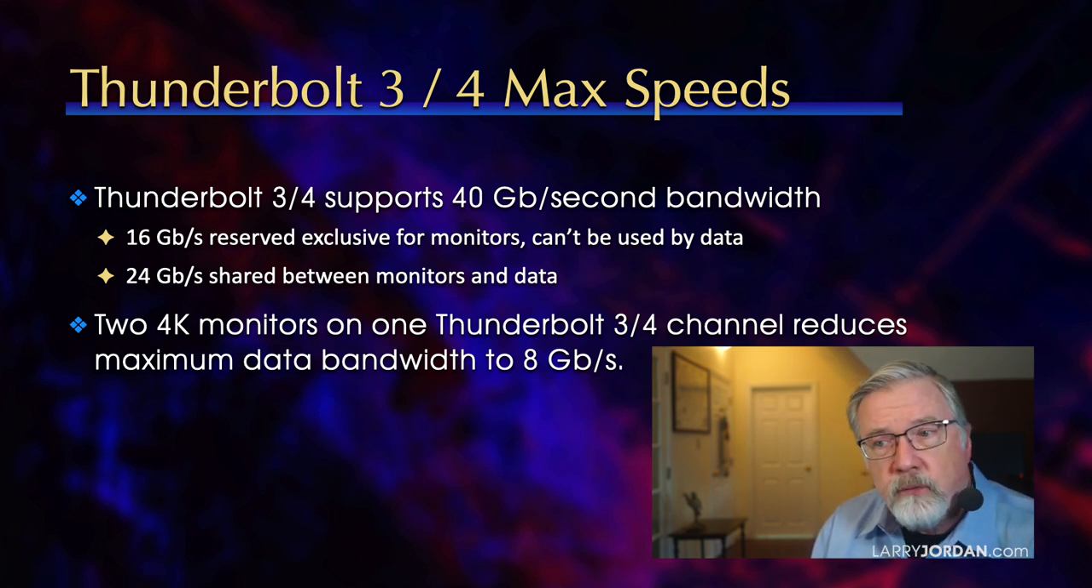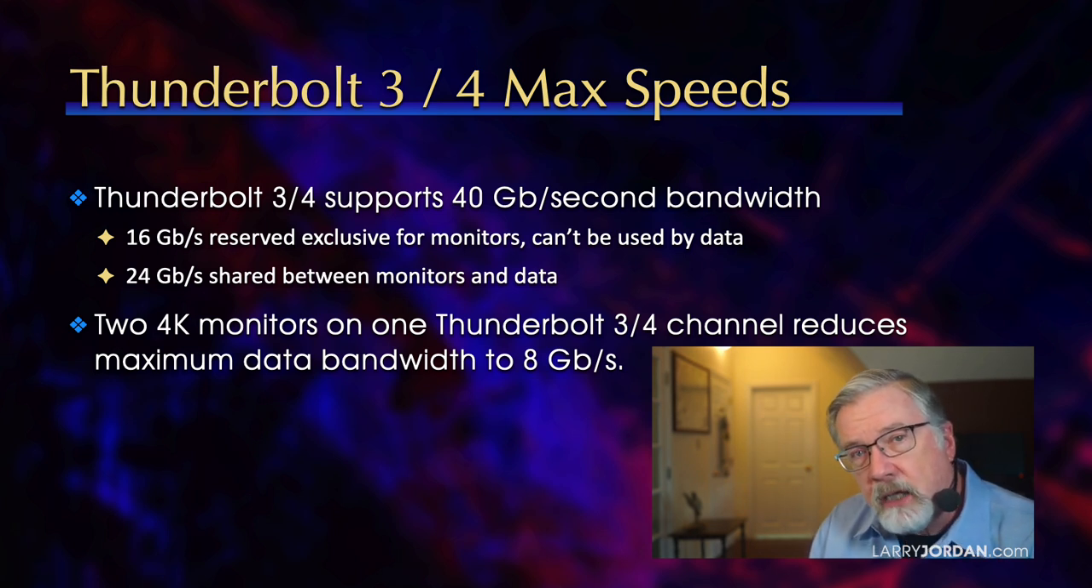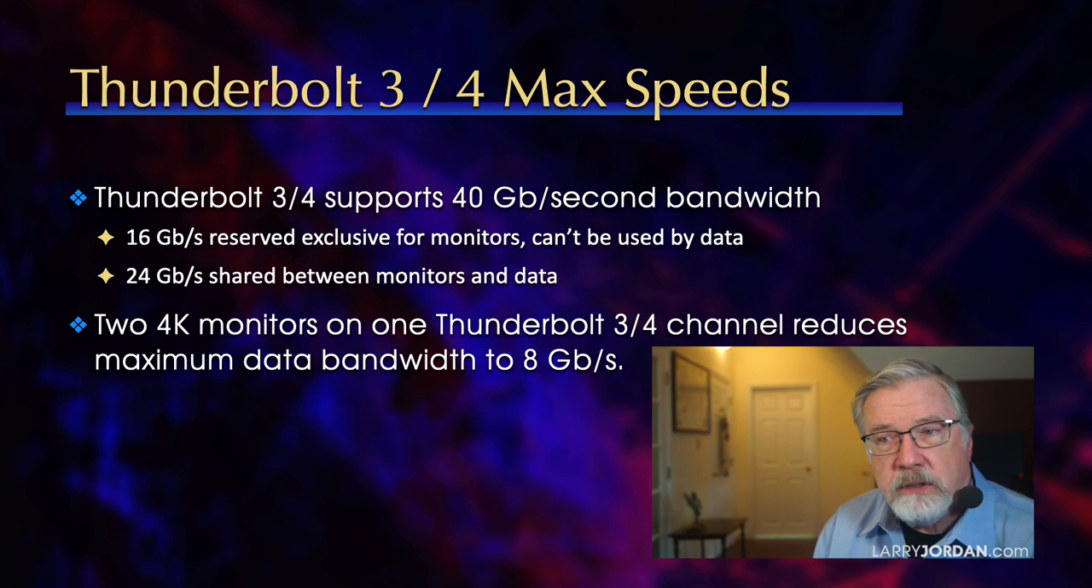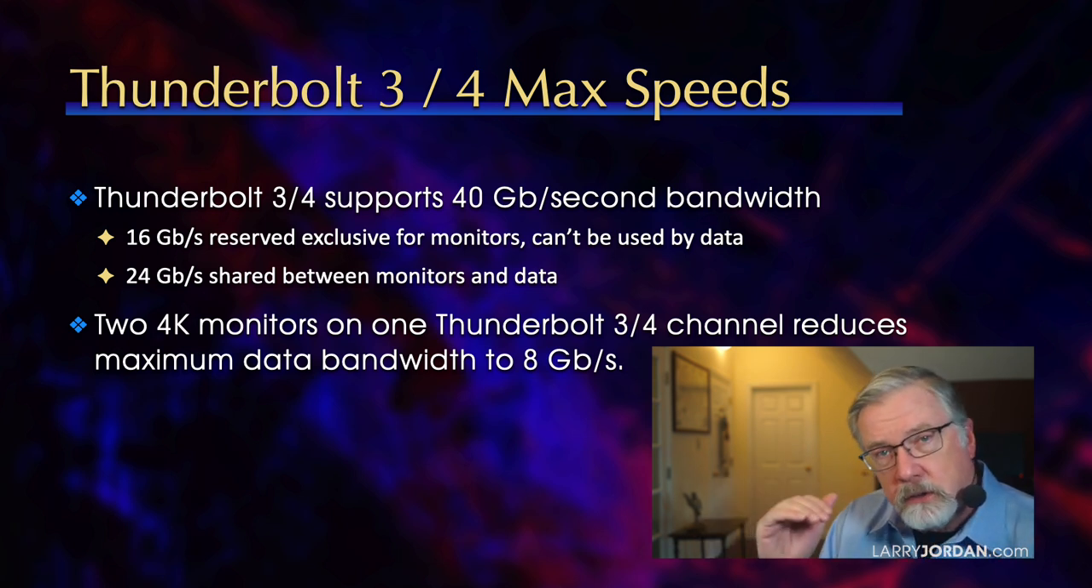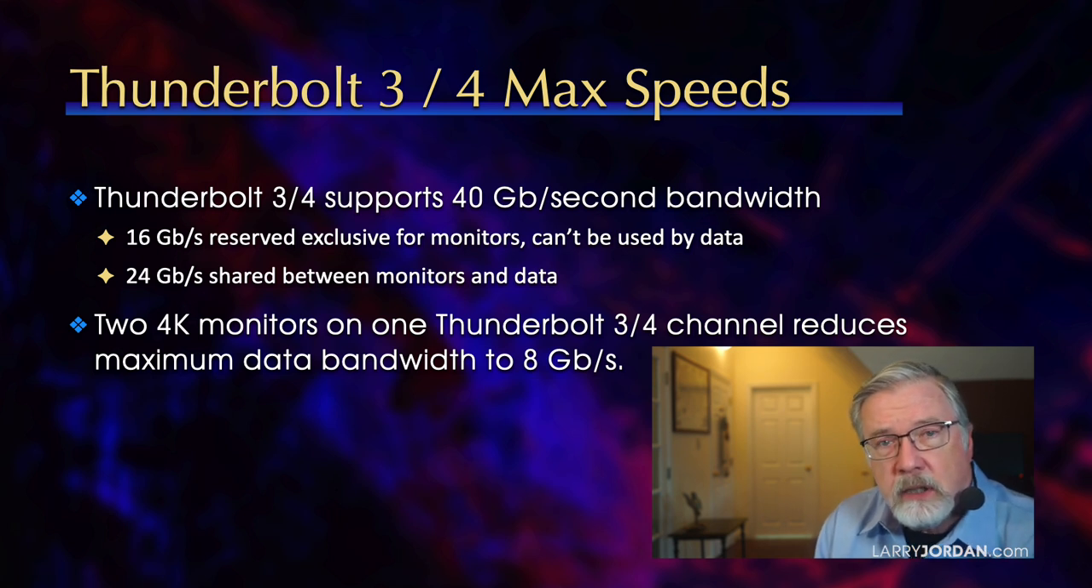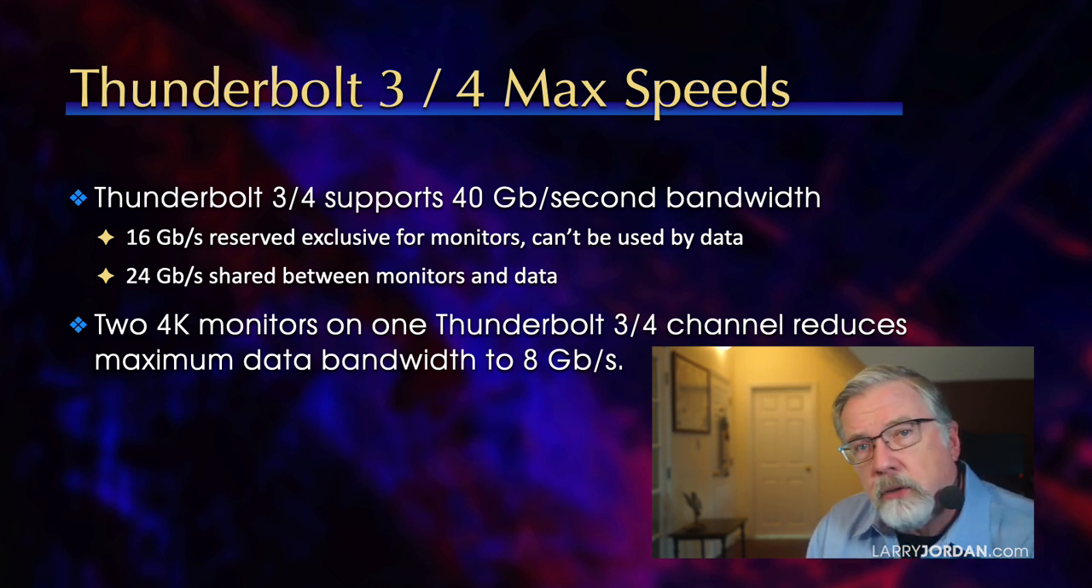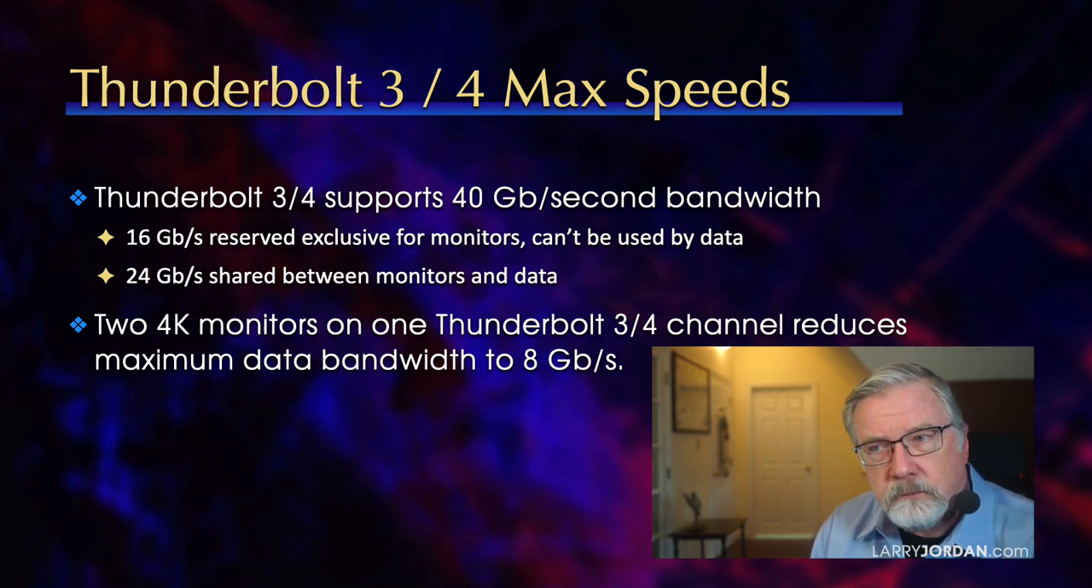If we put 2 4K monitors on one Thunderbolt channel, that reduces the maximum data bandwidth to 8 gigabits a second: 16 for monitor 1, 16 for monitor 2, leaves 8 gigabits, or 1 gigabyte a second, for data. Monitors always take precedence over data. So the most data we can get is 24 gigabits, even if there's no monitor connected at all.